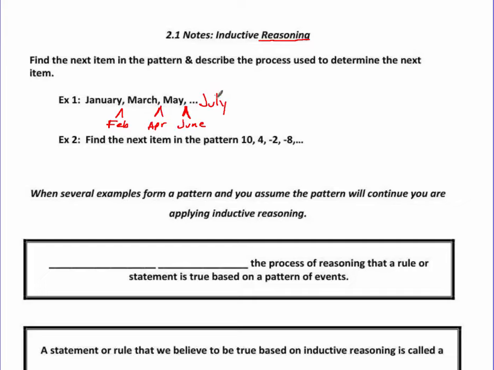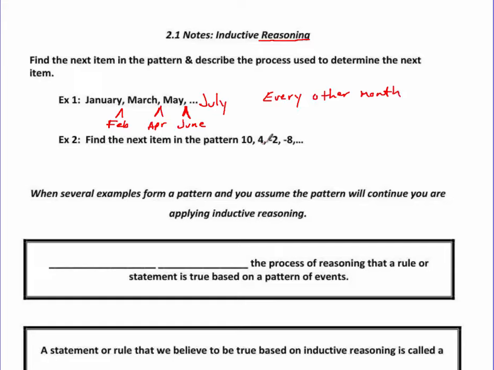So what we've done here is looked at the examples and made a decision about what we think is happening and put down what we think is the next element or next number or next thing in the pattern. And so we're going to say that this pattern is based on every other month. So we got another one down here to look at.